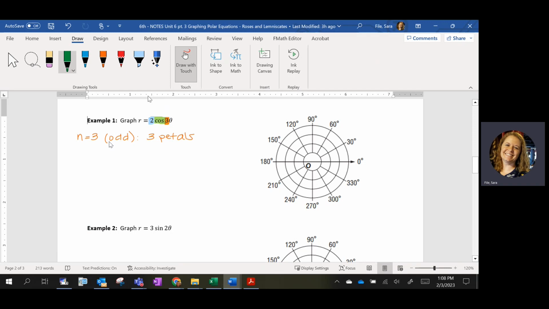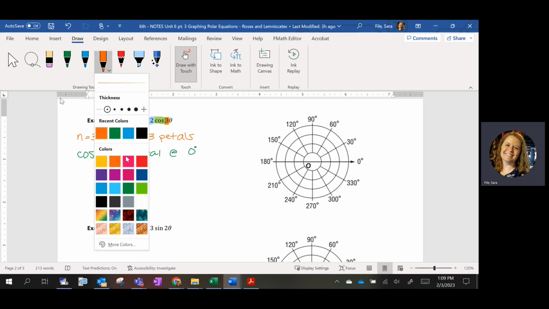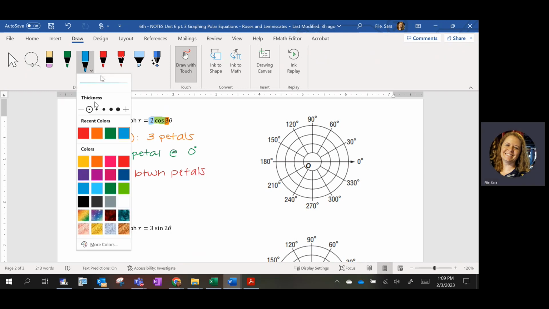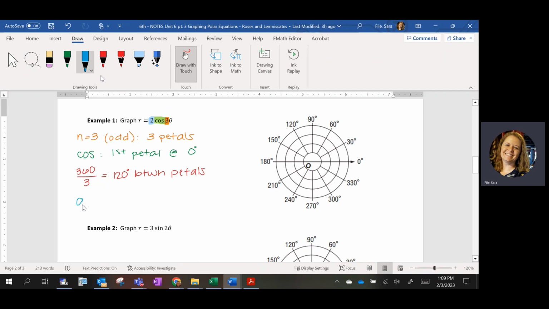So that means that the first of those 3 petals is where? Okay, the spread of the petals, the first one is at 0, and then there's 3 of them. So I would do 360 divided by 3. So there's going to be 120 degrees between petals. Y'all agree? And then the length of the petals is what?